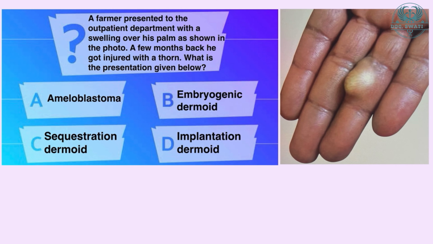So here is the last question for our today's discussion. A farmer presented to the outpatient department with a swelling over his palms as shown in the picture. A few months back he got injured with a thorn. What is the presentation given? Option A, amblyomblastoma. Option B, embryogenic dermoid. Option C, sequestration dermoid. Or option D, implantation dermoid. So which option do you think is the correct one? Well, yes, option D, implantation dermoid is the correct option.